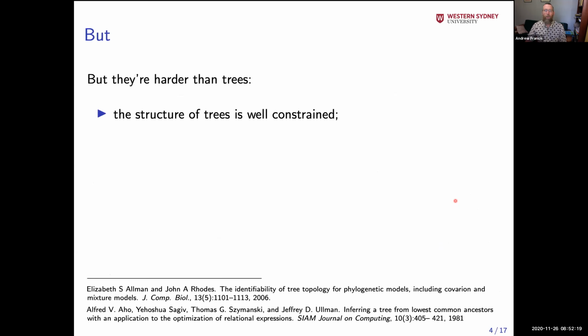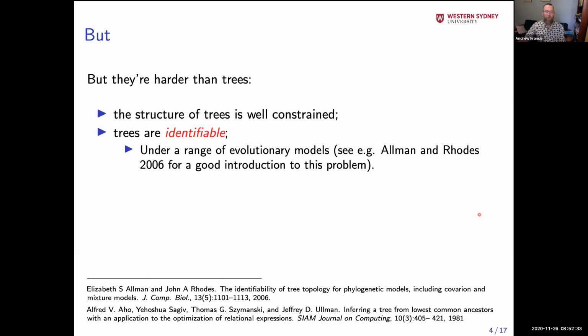So trees, this is again probably obvious to everyone. Trees are mathematically significantly simpler. That's not to say that they're simple at all, but they're certainly more constrained than networks. There are lots of models under which they're identifiable, and I'm not going to attempt to summarize those results, but Allman and Rhodes' old paper is an excellent place to start.